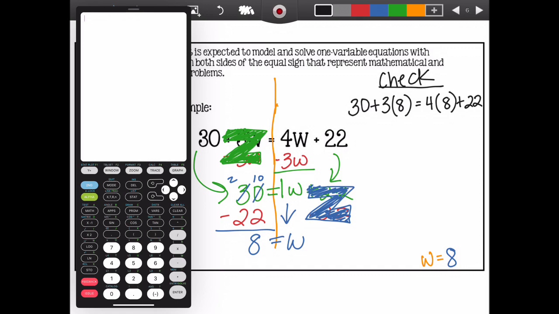And now I just plug it into the calculator. So 30 plus 3 times 8, I get 54 on this side.